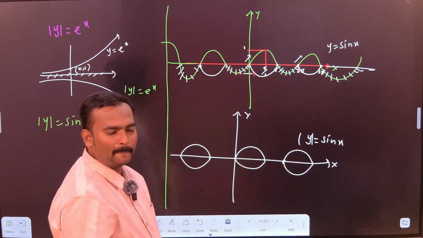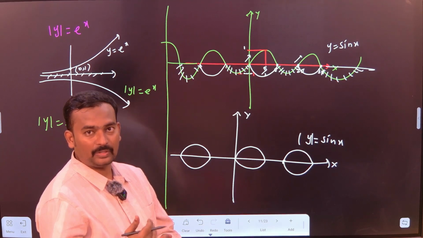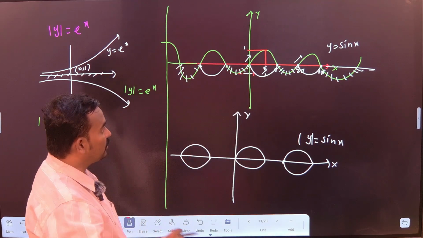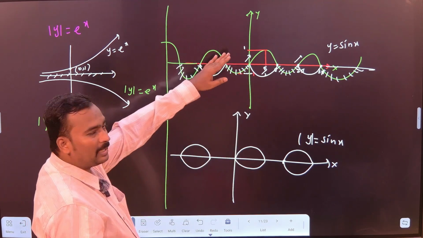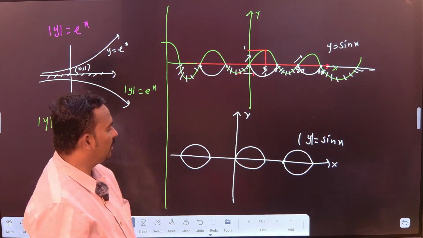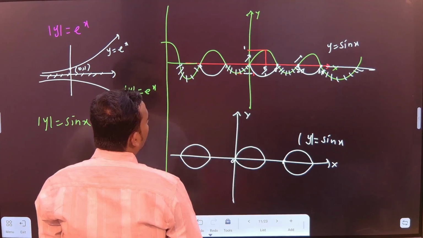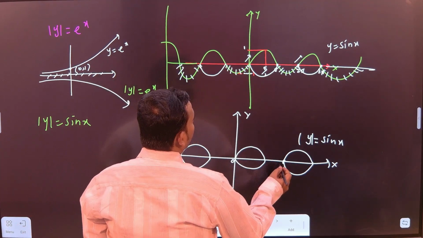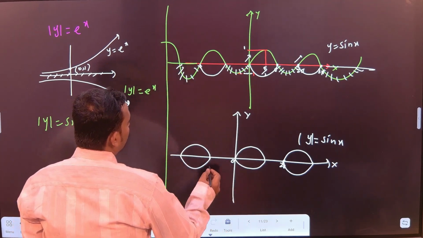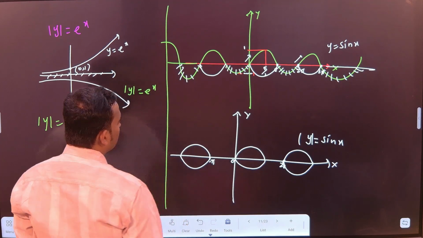Very simple, student. Whatever is below the x axis, that means negative y values, you have to remove it. Whatever is above the x axis, the positive y values, take the image of that with respect to the x axis. That's it. Okay, clear? So this point here is 0. This would be 2 pi. It's 2 pi. So this is minus pi, right? Minus pi. Yes.